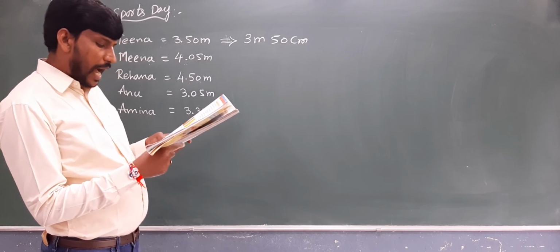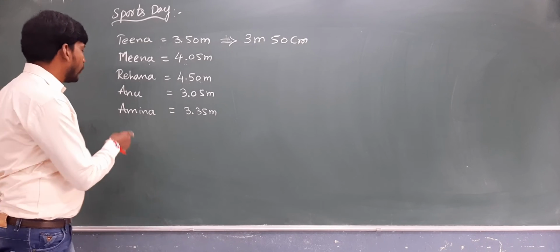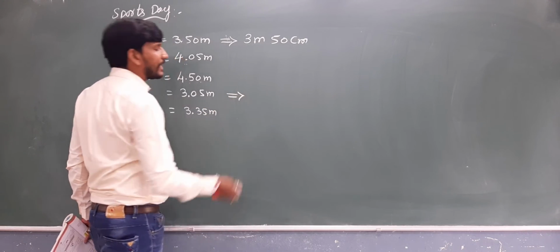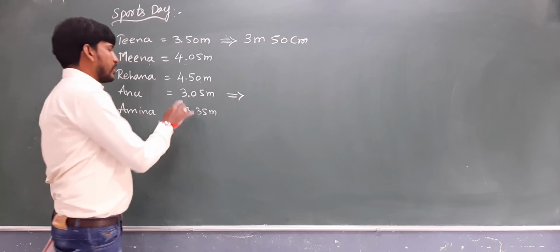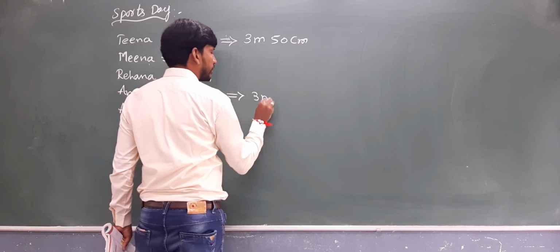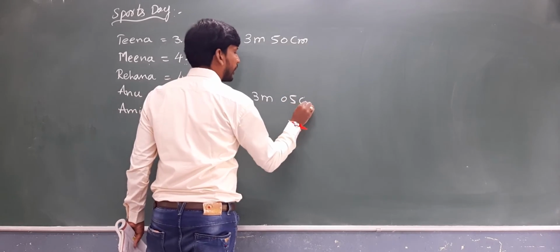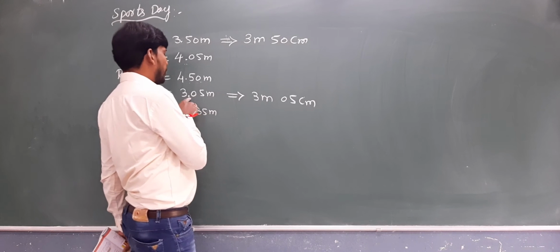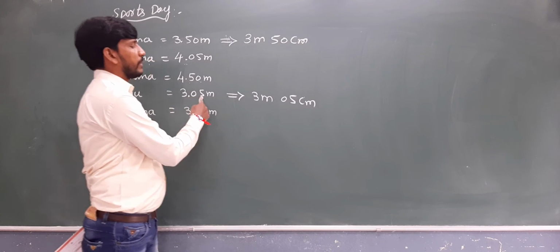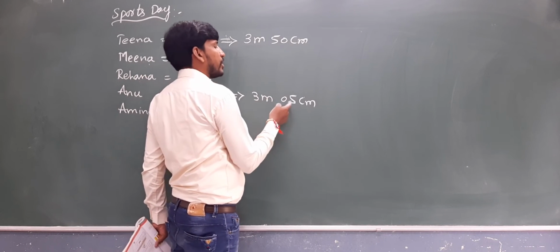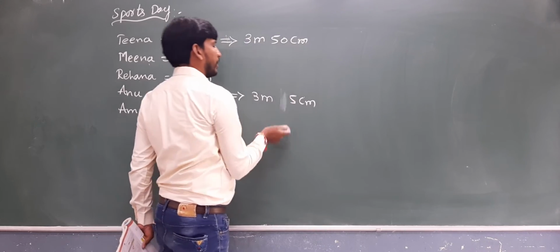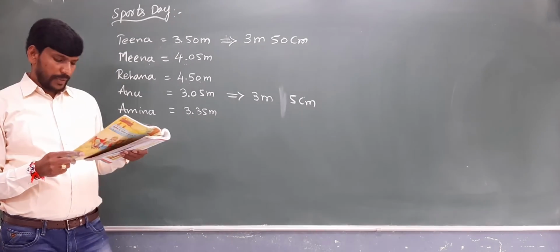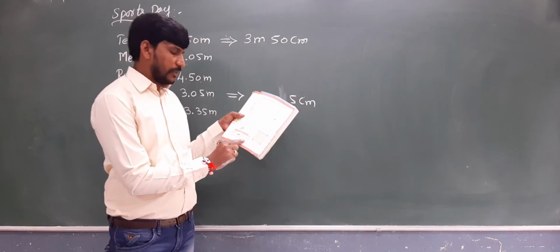But how far did Anu jump? Anu, where is Anu? Anu is here. So now, to convert Anu's jump in terms of meters and centimeters, see here, 3 meters, 0.5 centimeters, only 5 centimeters. Okay, right. So 3.05 is nothing but 3 meters 5 centimeters. So write only 5 centimeters. You can understand easily. Now please fill in the blanks.